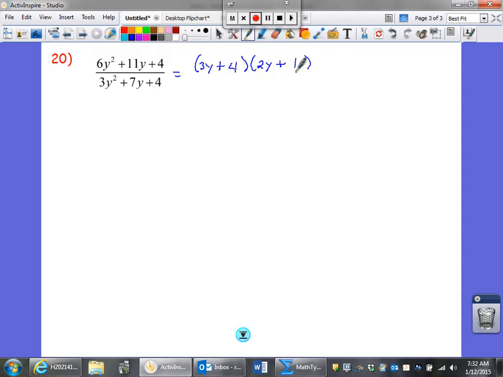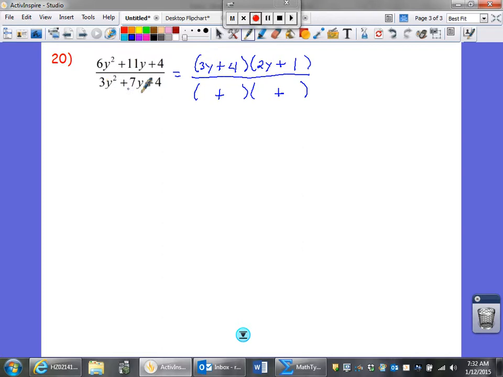Let's try that out. The outside is 3 times 1, which is 3. The inside is 4 times 2, which is 8. 8 and 3 adds up to 11. Bingo, we got that one. Down to the denominator. We're going to factor that by trial and error. It ends in a plus sign, and it's plus in the middle. This one's the most basic case, which is plus plus.